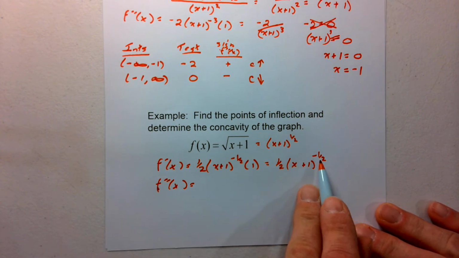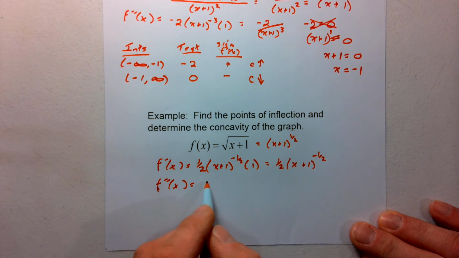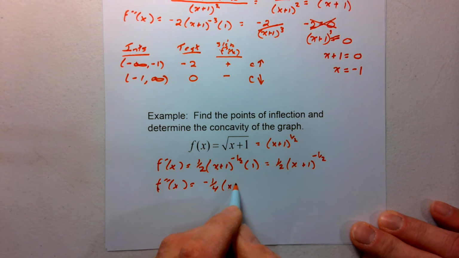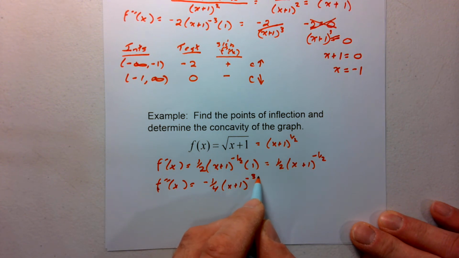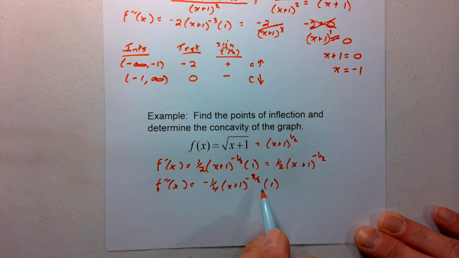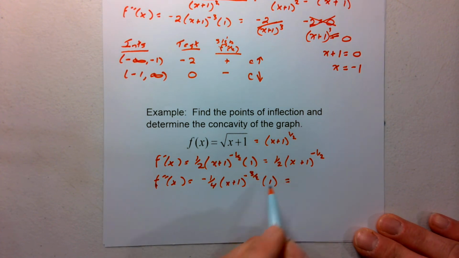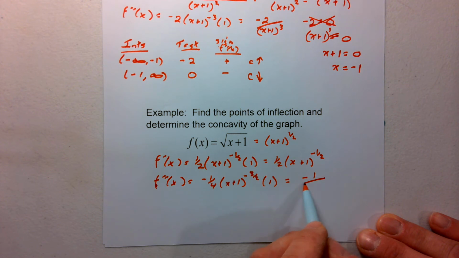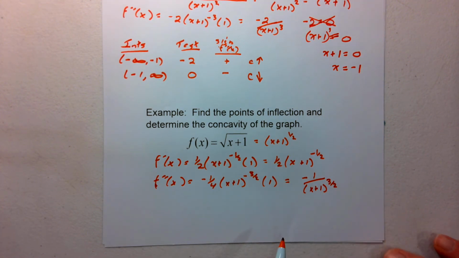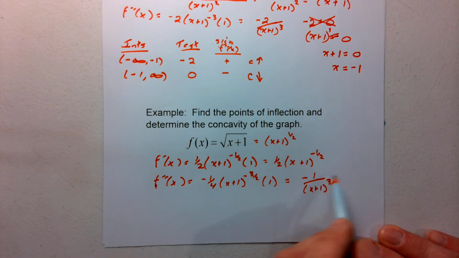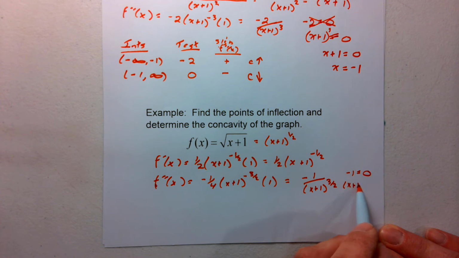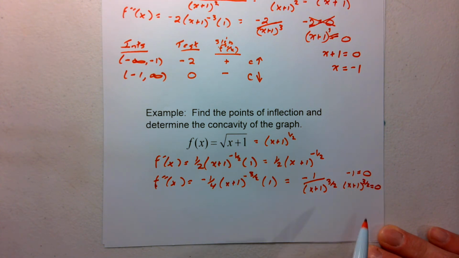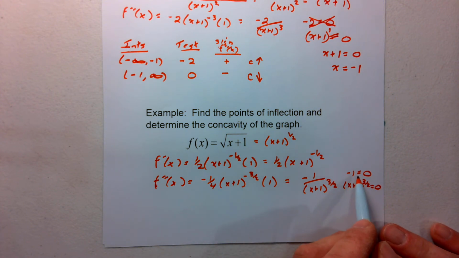Looking at this negative exponent, we're going to get our -1/2 times our 1/2 gives us a -1/4. X plus 1 to the -3/2 now, and times again the 1, derivative of the inside. Now we're going to clean this up to -1 over x plus 1 to the 3/2. Again, I'm going to set my numerator equal to 0, and I'm going to set my denominator equal to 0 in order to find any of my critical values, any points of interest from the second derivative.